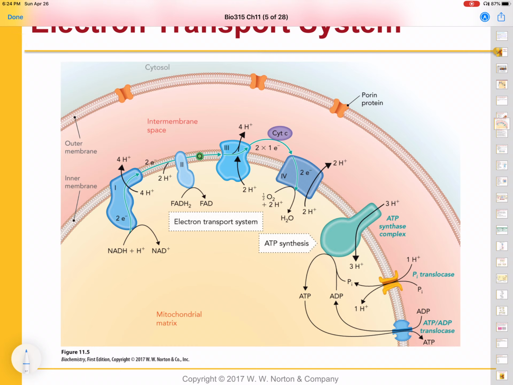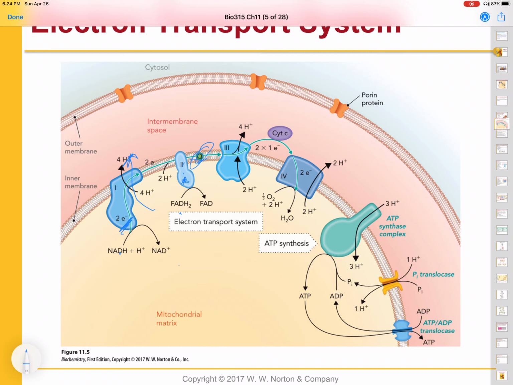And this is a look of the structures here and what's going on. NADH supplies 2 electrons, and it uses the energy of those electrons to pump 4 protons into the inner membrane space. They pass this on to ubiquinone, which is over here. At the same time, complex 2, FADH, is supplying 2 electrons to complex 2. It'll pass those on to ubiquinone as well.